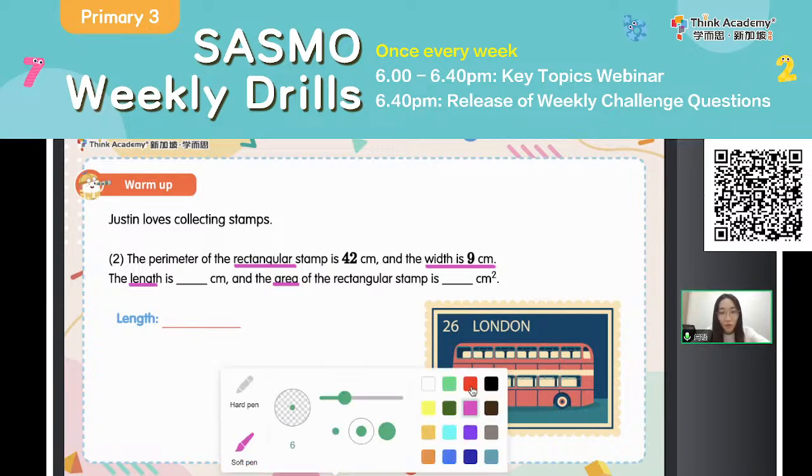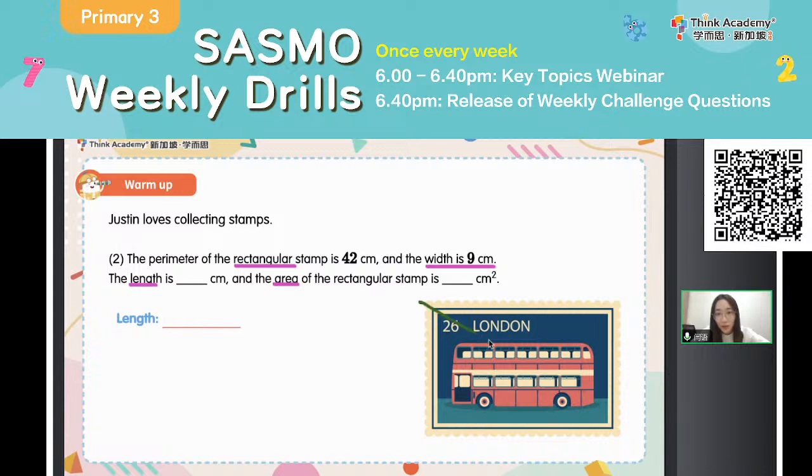Yeah, for 42, you can just try to split it first, right? So here, divided by 2, and then you minus 1 width, you can get 1 length. What is it? Okay, good job. Yeah, that is 42 divided by 2 first, and then you subtract 9 to get 12. 12 is the length, okay? The first one, 12. Then what about the area?